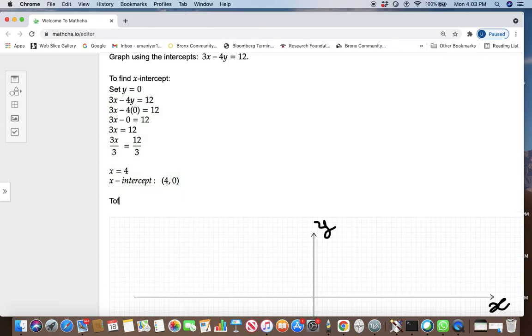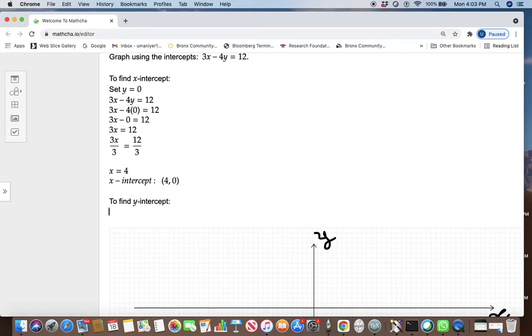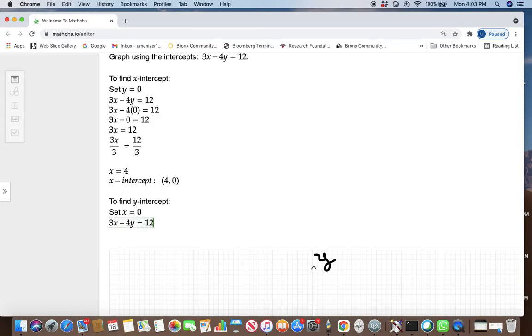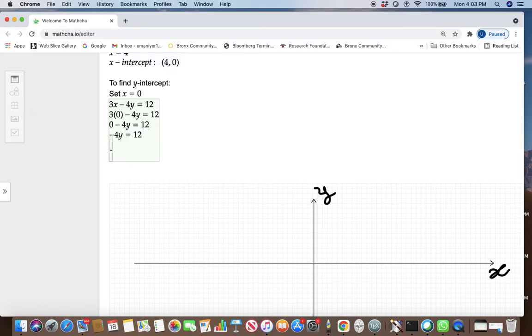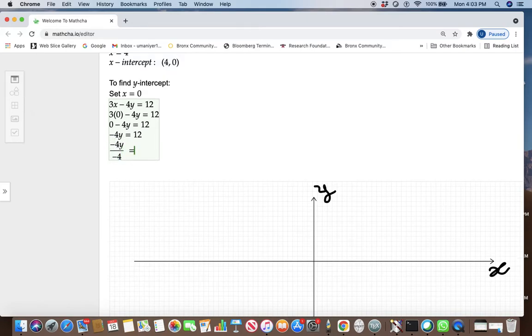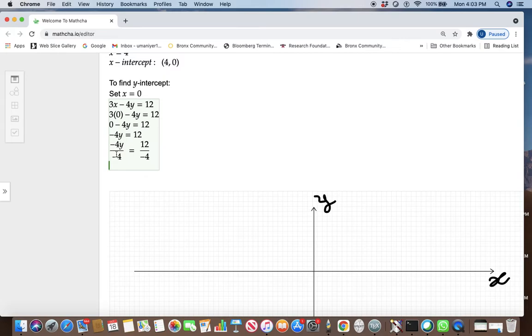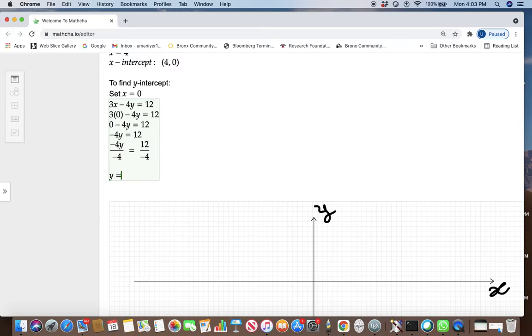Likewise, to find the y-intercept, what do we do? Set x equals 0. Set x equals 0 in the given equation, that is 3 times 0 minus 4y is 12. 0 minus 4y is 12. Negative 4y is 12. So we need to divide both sides by negative 4. This gives us negative 4 reduces negative 4. You have y equals 12 over negative 4, which is negative 3.